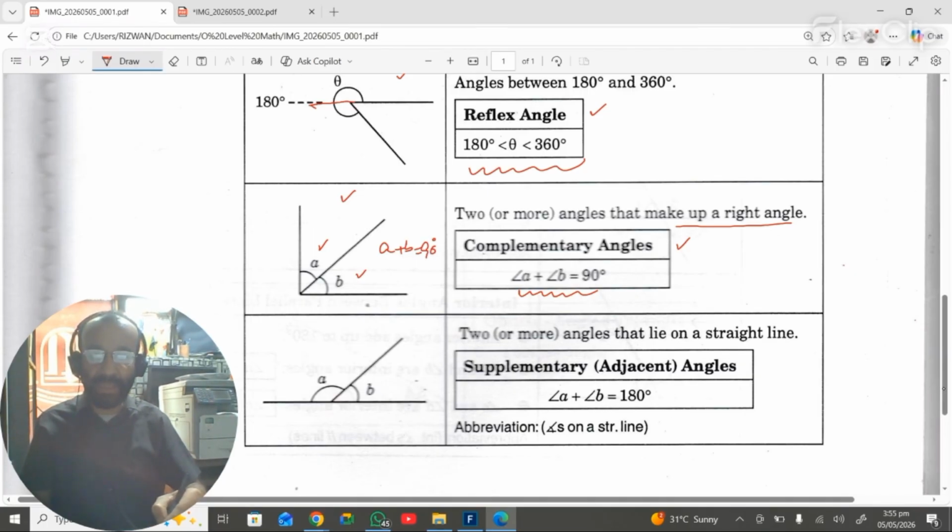Next type is supplementary angles. So two or more angles that lie on a straight line are called supplementary angles, and their sum is 180 degree, and its abbreviation is represented by this line. Okay, so look now, this is a straight line, and A and B are the angles such that if we sum them, it will make 180 degrees. So these two angles are called supplementary angles.